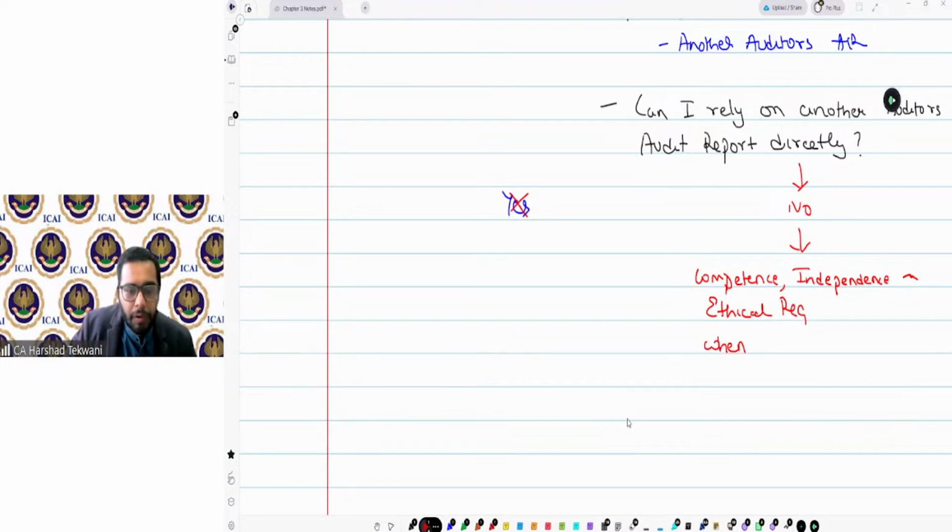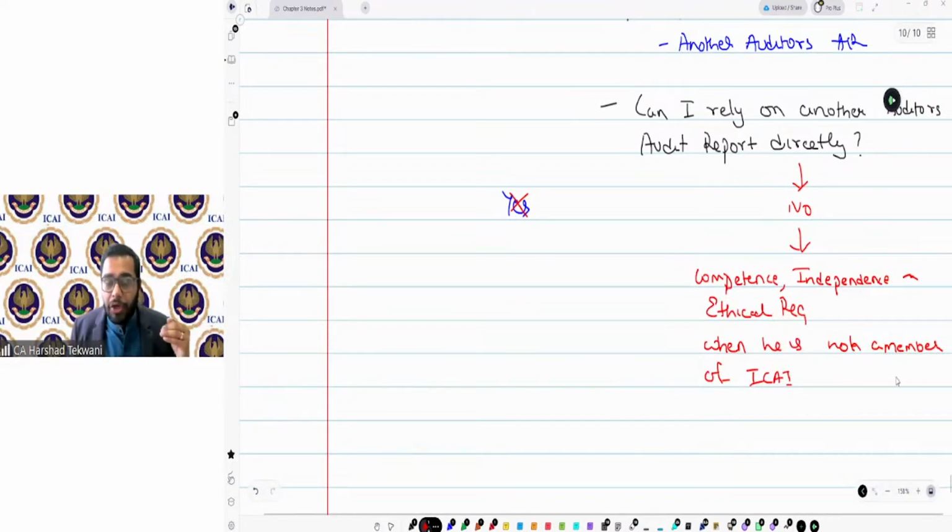When he is not a member of the Institute, I need to see how he is satisfying the independence and ethical requirements and the professional competency, when he is not a member of ICAI. I cannot directly rely upon the audit report which is submitted by any auditor.